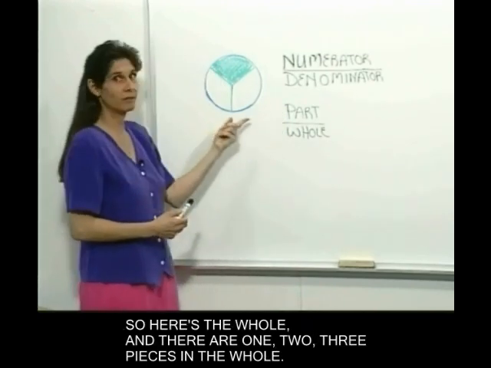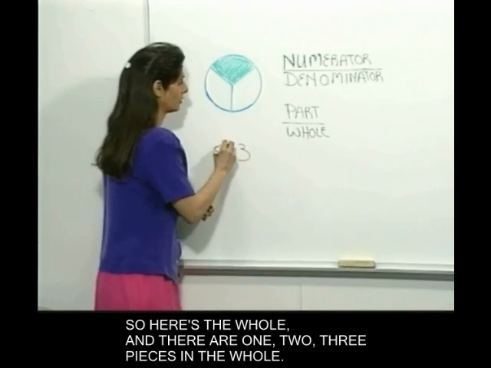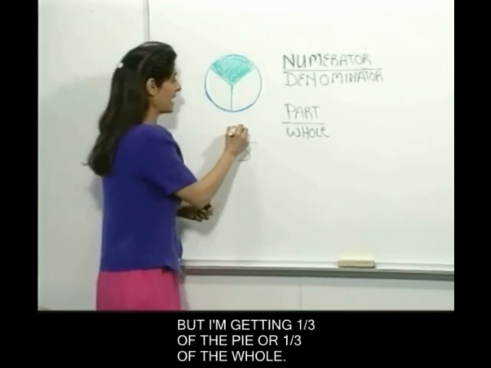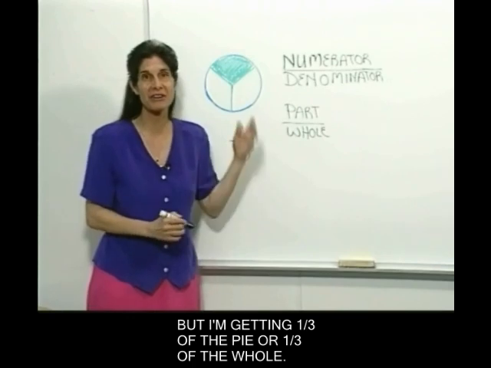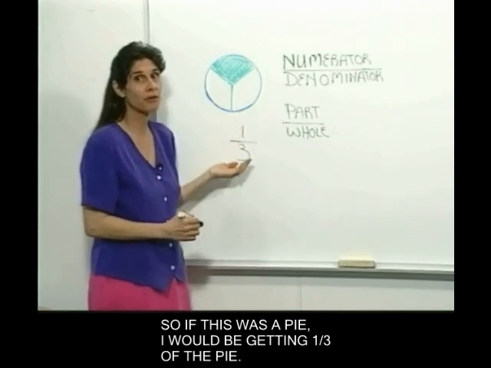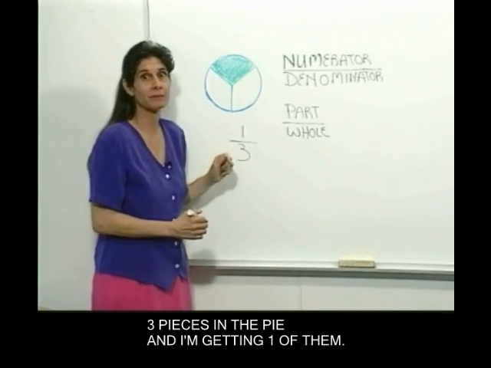So here's the whole, and there are 1, 2, 3 pieces in the whole. And how many am I getting? I'm only getting 1. But I'm getting 1/3 of the pie, or 1/3 of the whole. So if this was a pie, I would be getting 1/3 of the pie. 3 pieces in the pie, and I'm getting 1 of them.